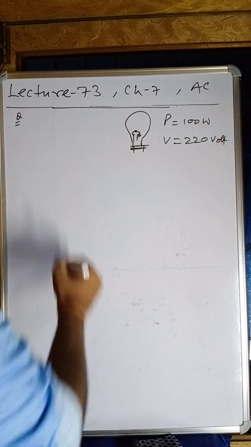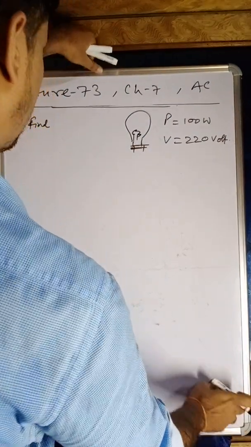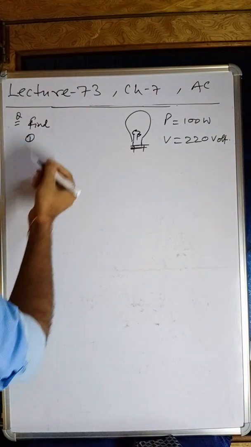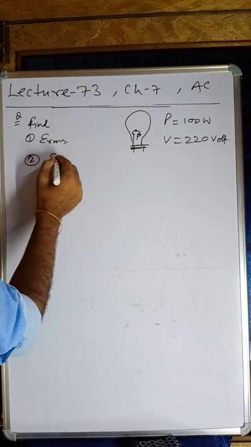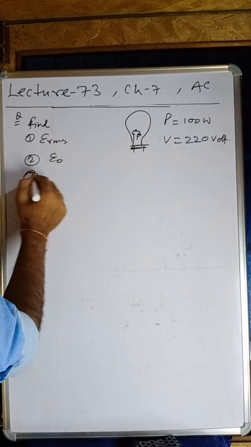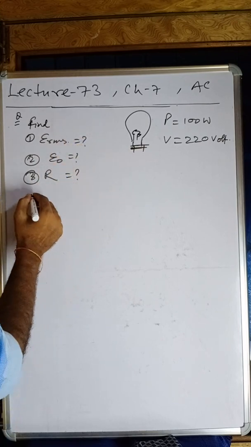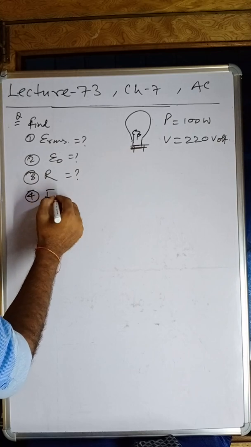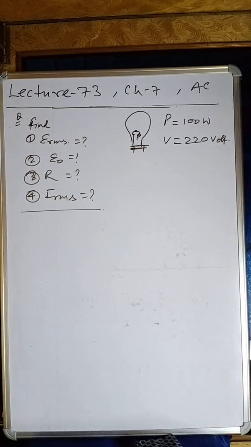Now the question, you have to find the first, ERMS, the second E0, third the resistance of the bulb, fourth the IRMS, the RMS of the current. Could you solve this question, my dear students? If you can solve, try to solve this question. Pause the video and try to solve this question.